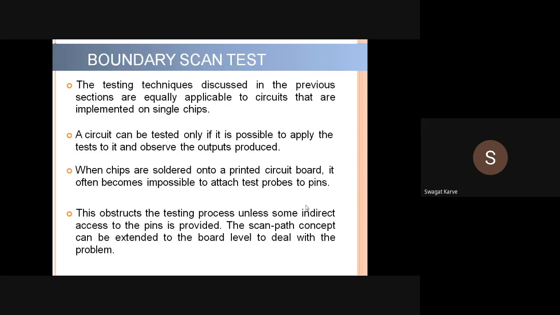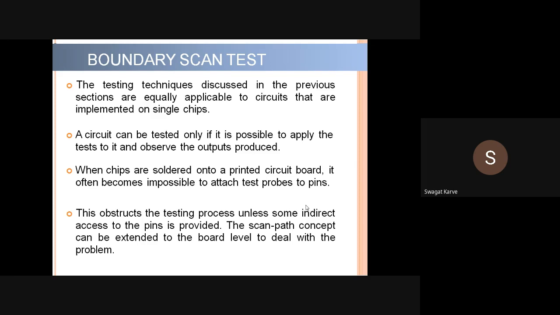Now the last type you have is the boundary scan test. Okay, this is the last type, boundary scan test, or it can be known as a JTAG test, right? What do you mean by JTAG? Joint Test Action Group, right? It is JTAG, Joint Test Action Group. So basically, this boundary scan is nothing but the JTAG.